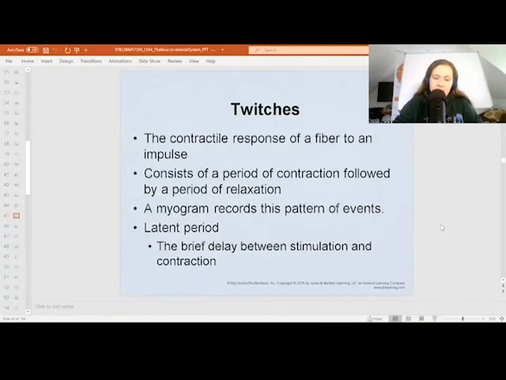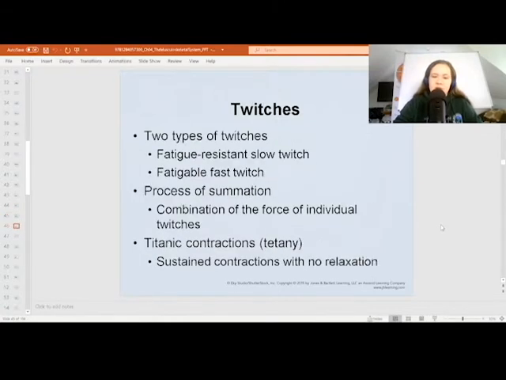The latent period is the brief delay between stimulation and contraction. Two types of twitches are the fatigue-resistant slow twitch and the fatigable fast twitch. The process of summation combines the force of individual twitches. Tetanic contractions, or tetany, are sustained contractions with no relaxation.